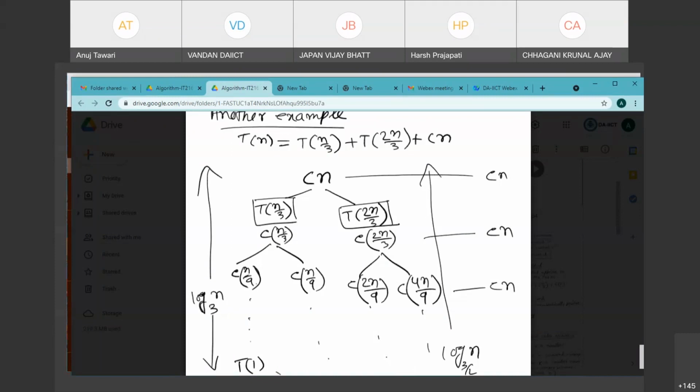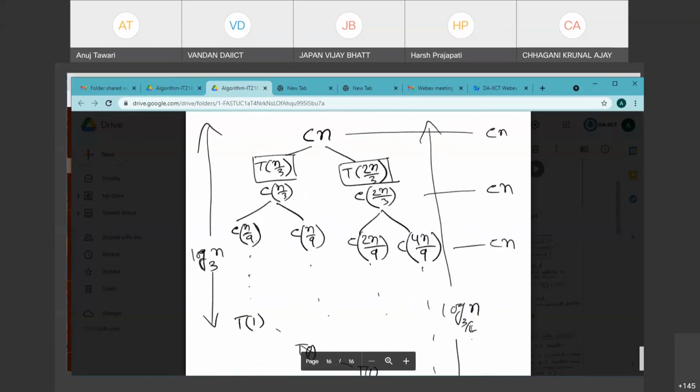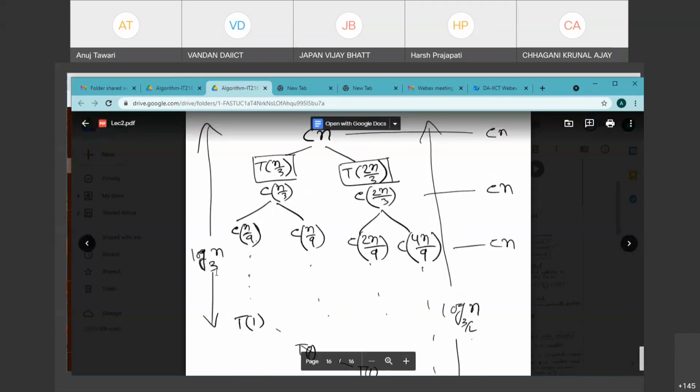So there are two different trees going on here. This tree is going to grow much slower, like 2n by 3, 4n by 9. So overall log 3 by 2 to the power n. Okay? And this tree will take log n to the base 3.